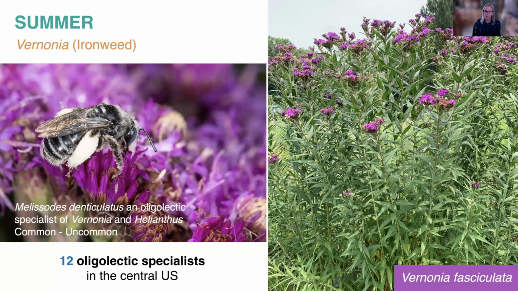Ironweed. I think ironweed hands down has the most unique flower color, the plants in the genus Vernonia, that bright royal purple, and they support 12 different specialists in the central US, including this longhorn, Melissoides denticulatus. And this is a fairly common specialist, so if you grow ironweed in a home garden, it wouldn't be uncommon to find and attract this particular specialist of ironweed.